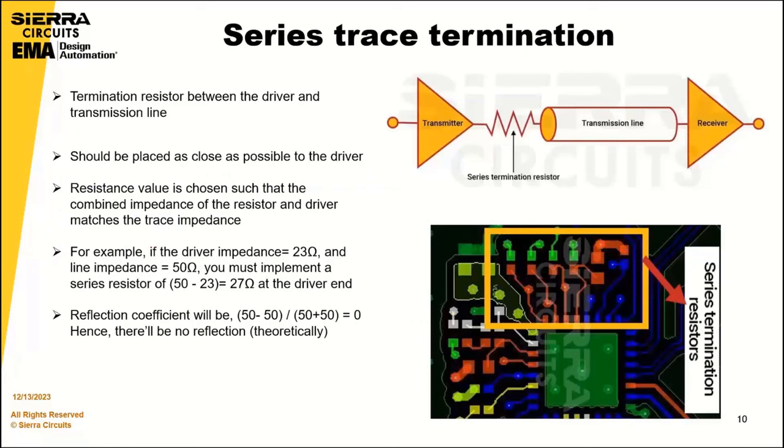So we're going to talk about series trace terminations right now. Series trace terminations involve placing a terminating resistor between the driver and the transmission line. The resistor is placed as close to the driver's side as possible, and its value is chosen so the combined impedance of the resistor and driver matches the trace impedance. In this case, the driver is 23 ohms and the line impedance is 50 ohms, so you must implement a 27 ohm series resistor near the driver end. The reflection coefficient will be zero.